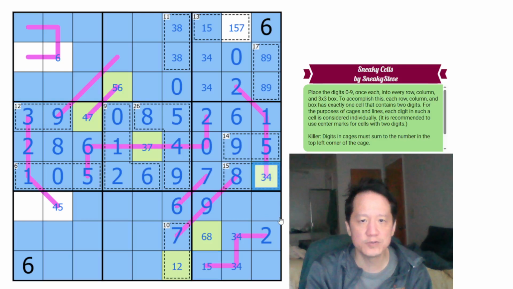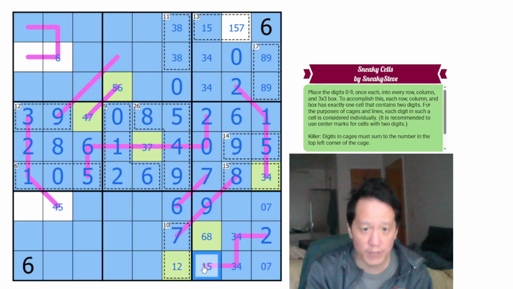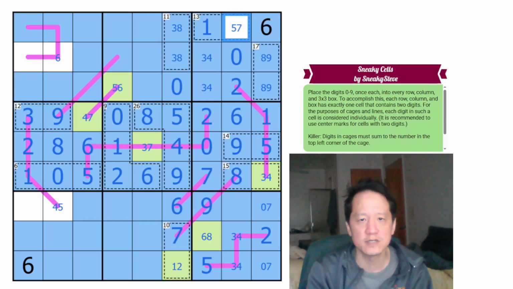Okay, this is 3 or 4. The remaining digits here are 0 and 7. So this is 0, 7, this is 0, 7. Oh, this can't be 1 because, again, the sneaky cell acts as both a 1 and a 2. So this can't be 1 or 2, so this has to be a 5, which makes this a 1, which makes this a sneaky cell of 5 and 7. Which makes this a 1. This has to be 1.